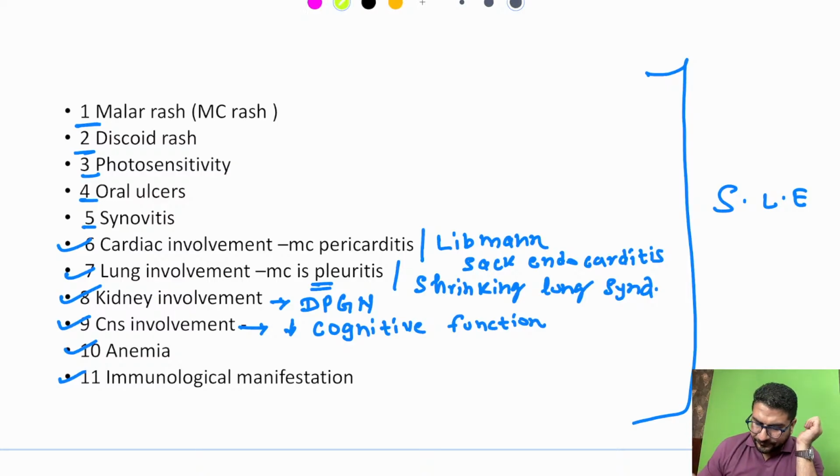So I repeat, what they ask you in exam: most common cardiac manifestation is pericarditis, but in exam what's important is the one-liner, Libman-Sacks endocarditis. Most common lung is pleuritis. In exam they ask you shrinking lung syndrome. In kidney most common manifestation will be DPGN. Then there will be decrease in cognitive function. There can be anemia and immunological manifestation.